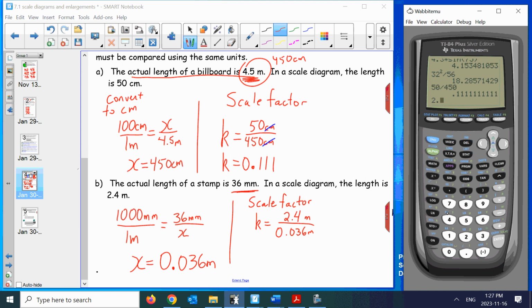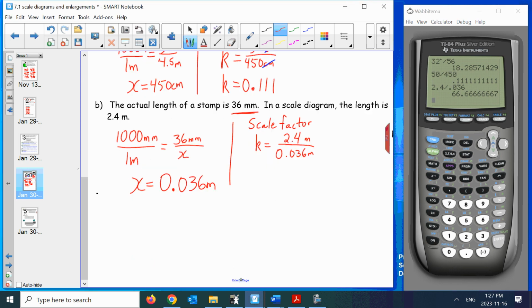2.4 divided by 0.036. 66.7, because the 6 is repeating forever. But I've got 3 digits now. That means the poster of the stamp is 67 times bigger, 66.7 times bigger than the original little stamp. But you know the stamp's a little bigger than your thumb, right? That's what the scale factor tells you.